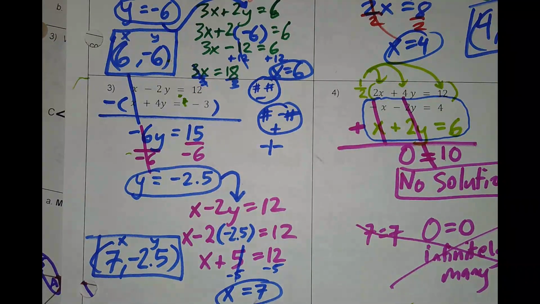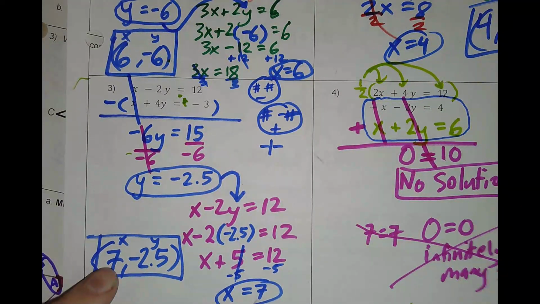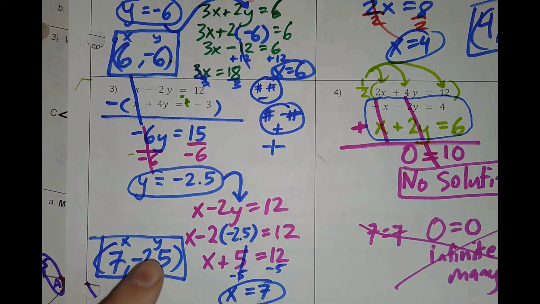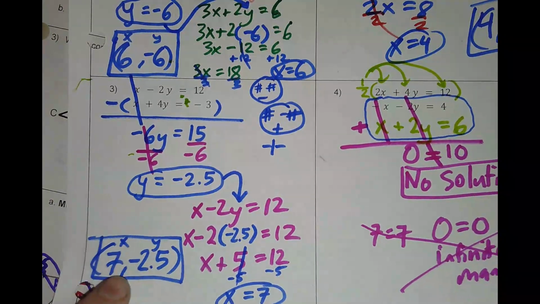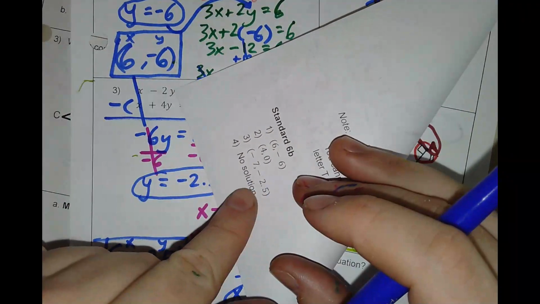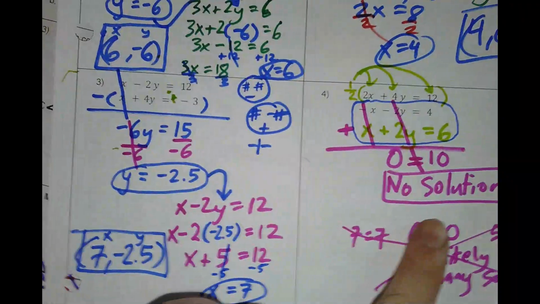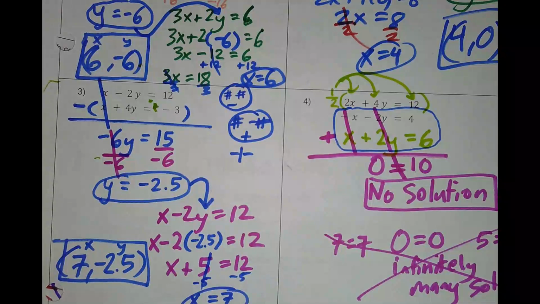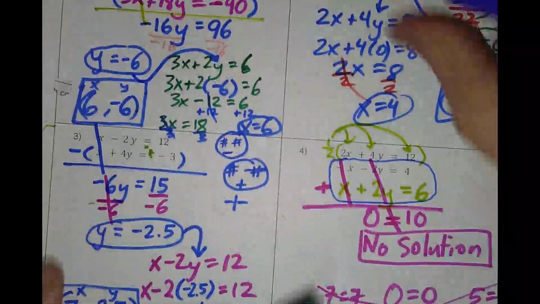Sorry about that. That was the announcement, the 4 o'clock announcement. So if I am checking my answers, number 3, the answer was 7, -2.5, not -7. And then the answer for number 4 was no solution. Okay? So that wraps up Standard 6B.